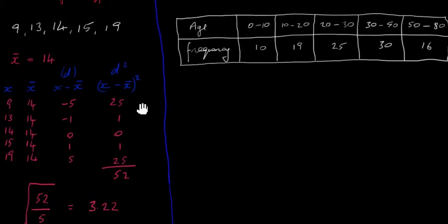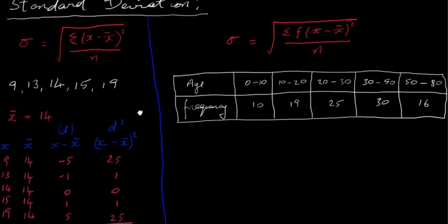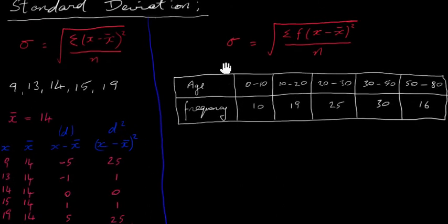So let's have a look at this one here on the right hand side. Now this one here it's really the same formula. Slight difference in that you've got frequency here. Rather than listing all of these numbers out, they've just put down that you've got 10 of these numbers, 19 of these numbers, 25 of these, 30 of these, and 16 of these. So we're going to use this formula here.